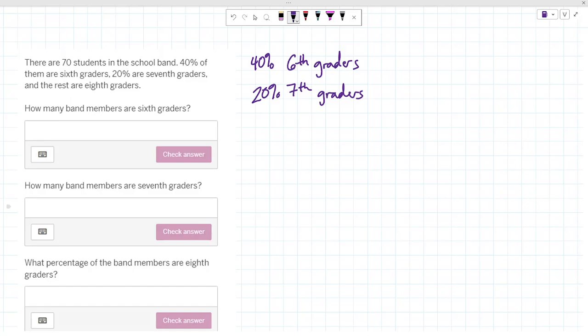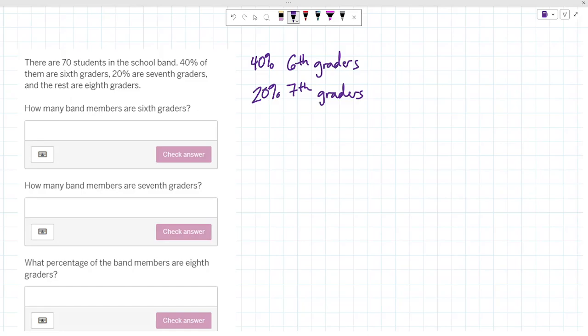And what that tells us is that if we find out how many students are in 10% of the band, then that'll help us figure out how many students are in each of these respective grades. Another thing that you might notice is, 20 and 40, those are both multiples of 20, because 20 times 1 is 20 and 20 times 2 is 40. That's true. So that tells us that if we find out what 20% is, that could also help us solve this problem. So you might be comfortable doing the 20% approach, and if so, I'd encourage you to try that. I'm going to do the 10% approach here.